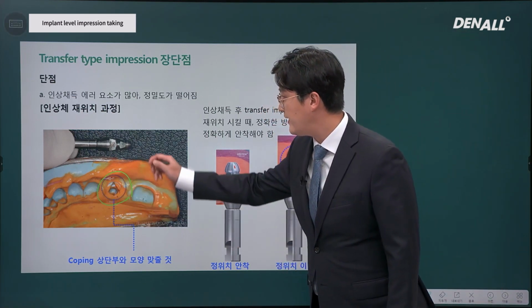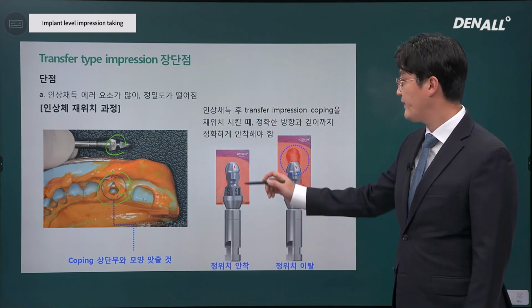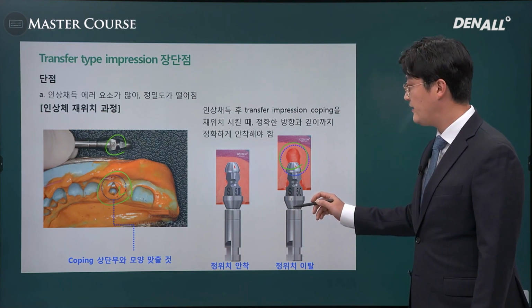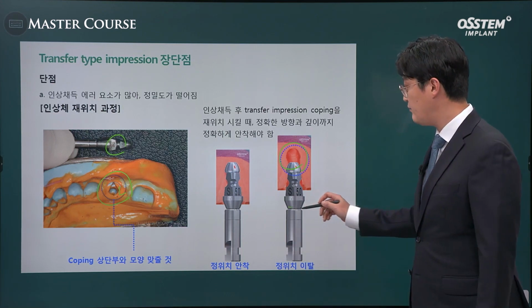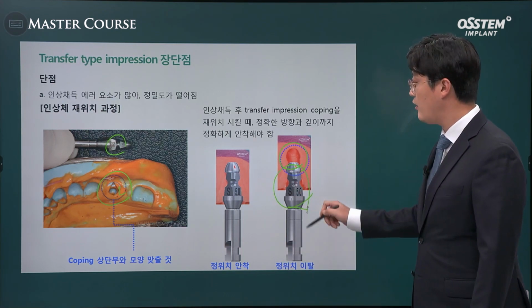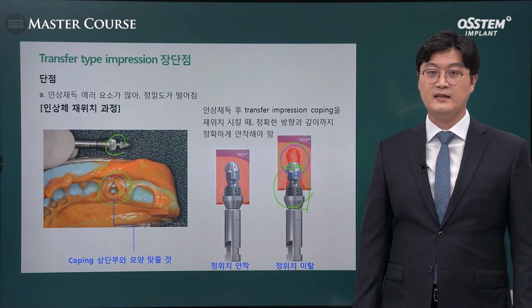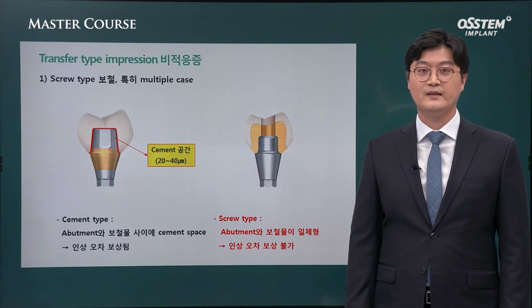Like this, the transfer type in the impression, this one needs to be inserted. When it is inserted too shallow, the implant is mistakenly considered to be placed deep, and when the abutment is fabricated, there is a risk that the abutment would have supramargin.